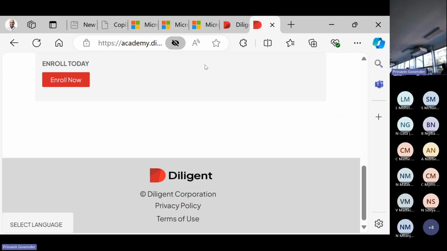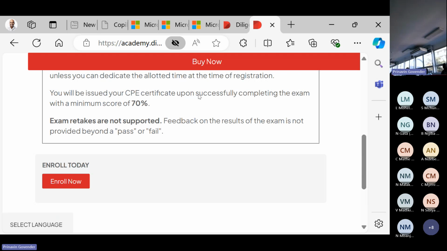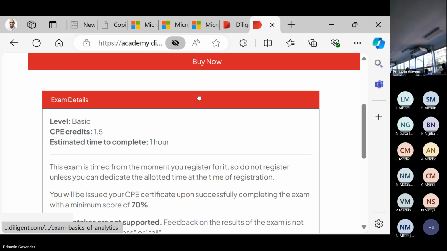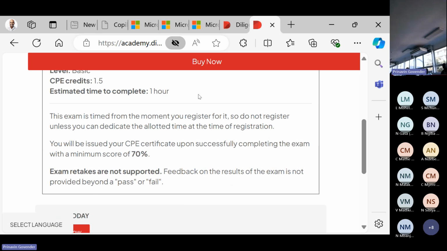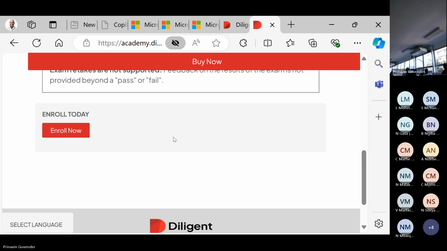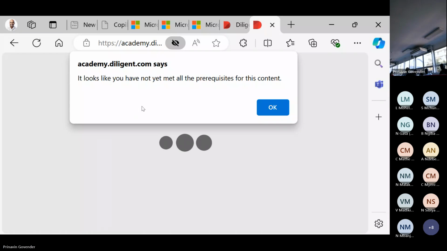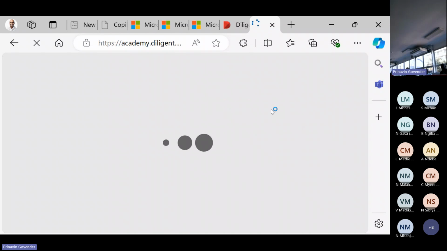I'd love it if you all could write that exam. And the pass mark is not like DUT 50%. It's 70%. Right. So I'd like it if you could. I'm going to enroll. I'm just going to try it. Oh, it looks like I haven't met all the prerequisites. So I'd love it if any of you could do that.